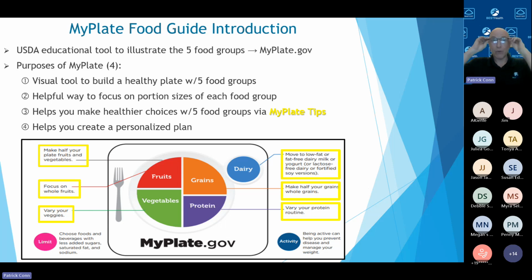Number 2, it's a helpful way to focus on portion sizes of each food group. So you can see with your food groups, especially the 4 on your plate, how you can portion those out. And number 3, it helps you make better choices with 5 food groups via the My Plate tips, which is what we're going to really focus on with these food groups, using those My Plate tips to help guide your choices. And we're going to be going through those not only today with the fruits and vegetables, but next week with the proteins, grains, and dairy.